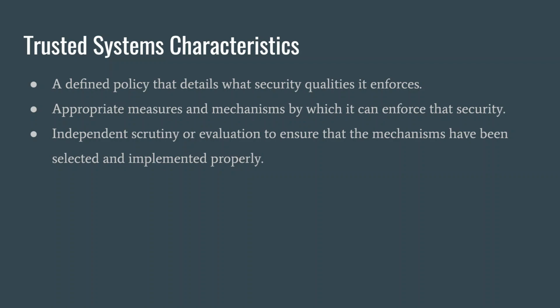Coming off of what it takes to be a trusted system, the next topic is the characteristics of one. The first is a defined policy that covers what security policies the system is put in place to enforce. The second characteristic is measures and mechanisms that are designed to appropriately enforce security. And the third is independent scrutiny or evaluation, which makes sure that the systems that are put in place function and are implemented properly.